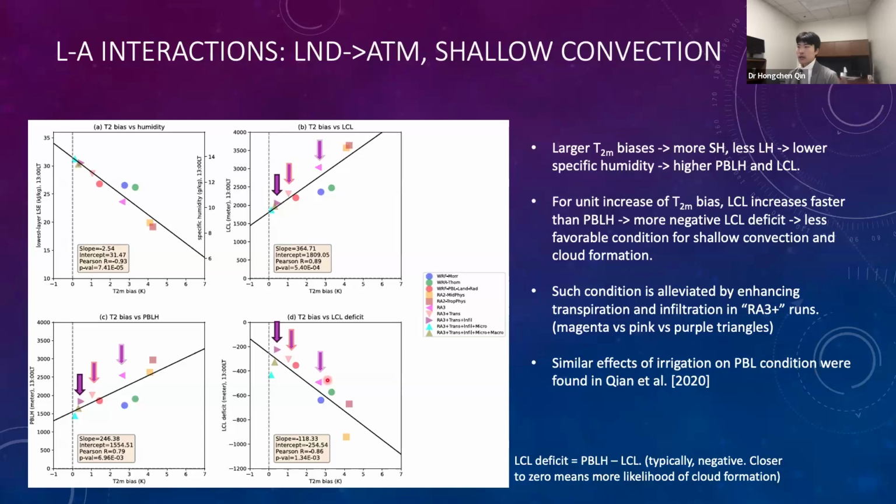So if a model has larger T2M biases, it has more sensible heat flux and less latent heat flux. There's lower specific humidity and higher boundary layer height and lifting condensation level. And for a unit increase of T2M bias, LCL increases faster than the PBLH. There's a more negative LCL deficit, which is a less favorable condition for shallow convection and cloud formation. Such conditions can be alleviated by enhancing transpiration and infiltration in the R3 plus runs. You can focus on the magenta versus pink and versus purple triangles. And similar effects of irrigation on PBL conditions can be found in the Cheng et al. 2020 paper.